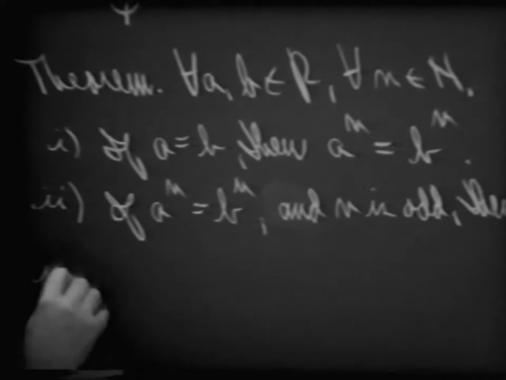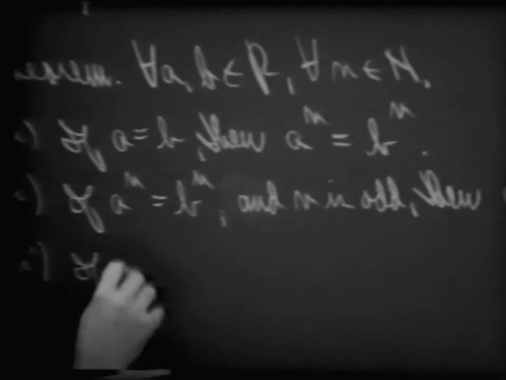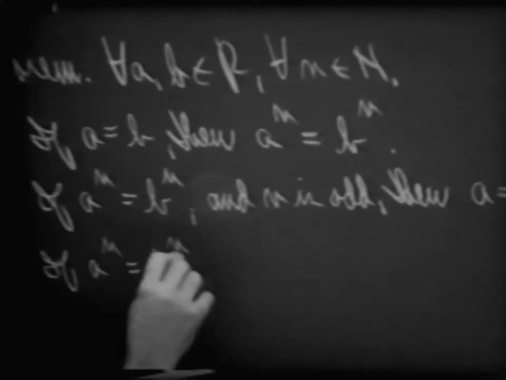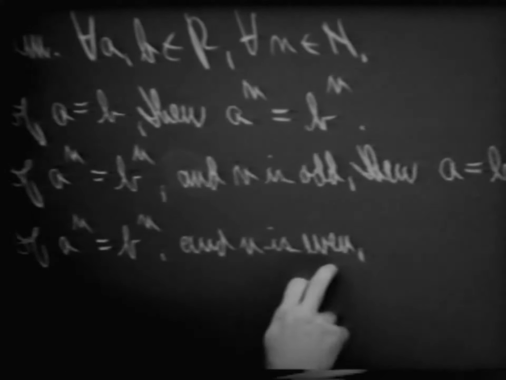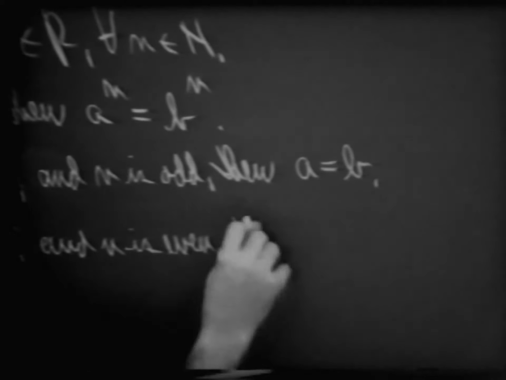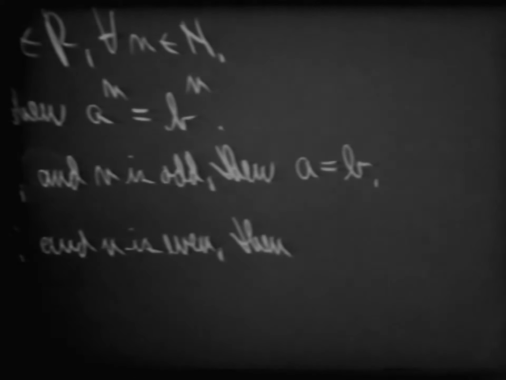And of course, the third part of the theorem would say what? If A to the N power is equal to B to the N, and N is even, an even positive integer, then our conclusion is what? And what may we say there? A is equal to B, or A is equal to the opposite of B, all right?